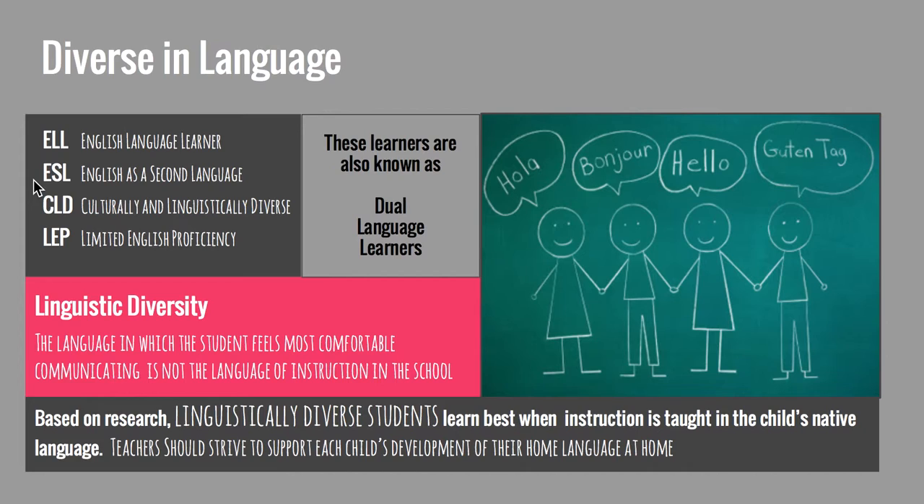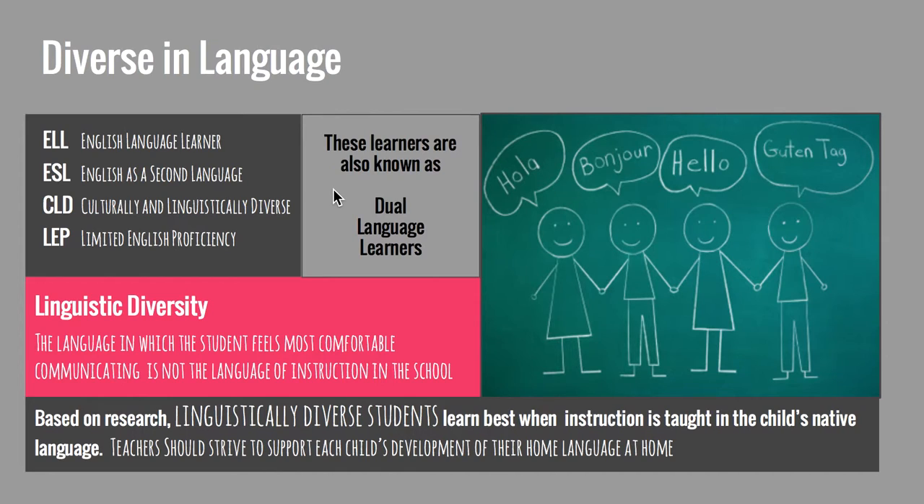ESL learners are English as a second language. CLD students are culturally and linguistically diverse students, and LEP students are limited English proficiency students. All of these learners are basically the same thing. They're students whose first language is not English. So they are proficient in another language and they will be learning English in our classrooms. This is also known as being a dual language learner, because they are acquiring their language and they're also acquiring English at the same time.